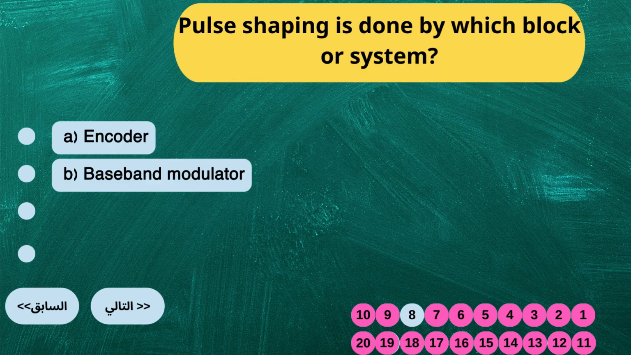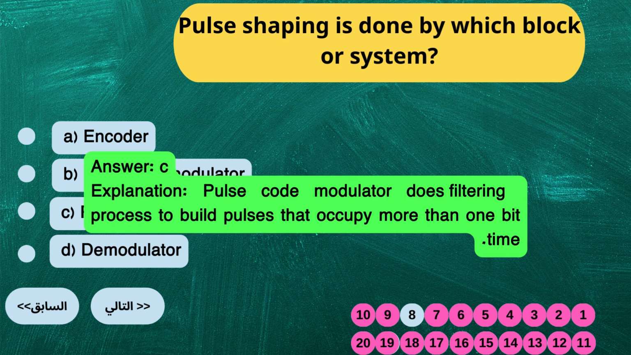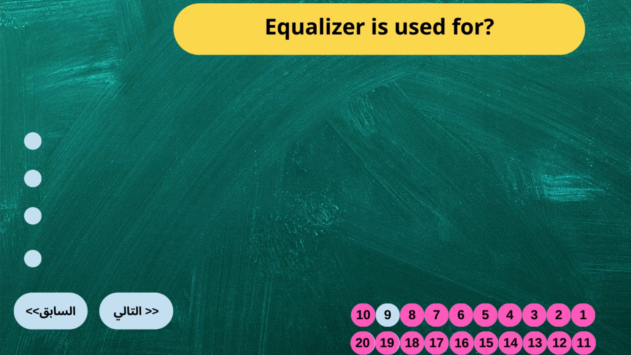Pulse shaping is done by which block or system? A. Encoder. B. Baseband modulator. C. Pulse code modulator. D. Demodulator. Answer C. Explanation. Pulse code modulator does filtering process to build pulses that occupy more than 1 bit time.